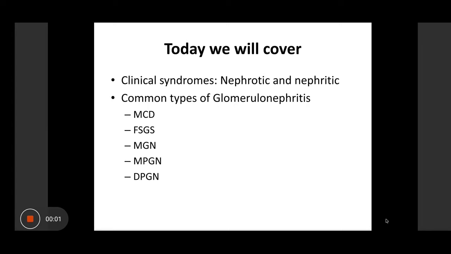Clinical syndromes such as nephrotic syndrome and nephritic syndrome, their definitions and their common causes. And then we will also discuss different types of glomerulonephritis such as minimal change disease, focal and segmental glomerulosclerosis, membranous glomerulonephritis, membranoproliferative glomerulonephritis, and diffuse proliferative glomerulonephritis.